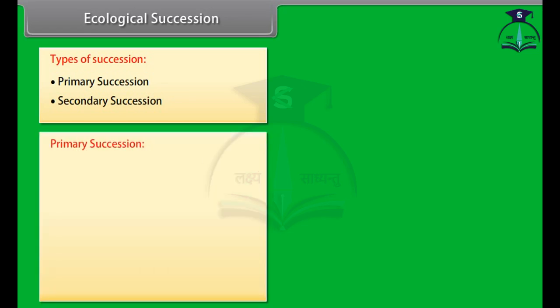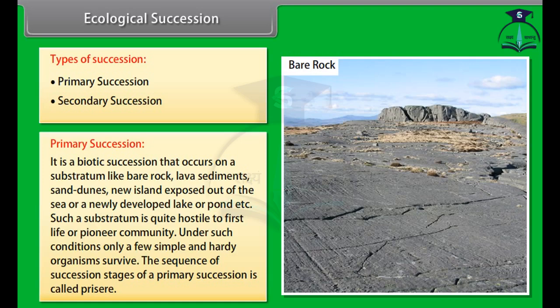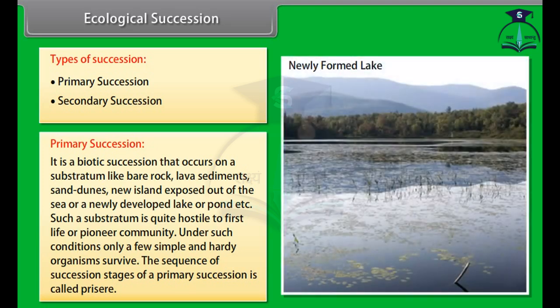Primary succession. It is a biotic succession that occurs on a substratum like bare rock, lava sediments, sand dunes, a new island exposed out of the sea, or a newly developed lake or pond, etc. Such a substratum is quite hostile to the first life, or pioneer community. Under such conditions, only a few simple and hardy organisms survive. The sequence of succession stages of a primary succession is called prisere.